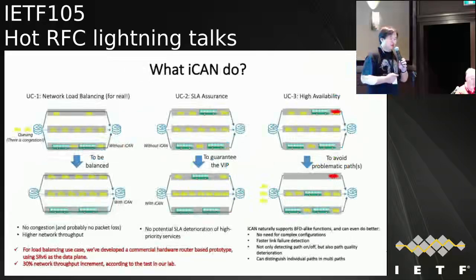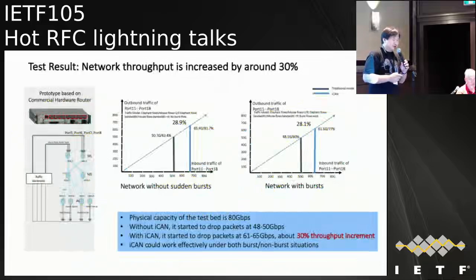So with the ICAN technology, we can provide guaranteed network load balance in real time, millisecond level, as well as SLA assurance and high availability. These actually share the same core technology, but with different purposes. And for use case one, the network load balance, we have already implemented a prototype based on a commercial hardware router. And according to our test in the laboratory, the whole network throughput could be increased by up to 30%, which is a really good result.